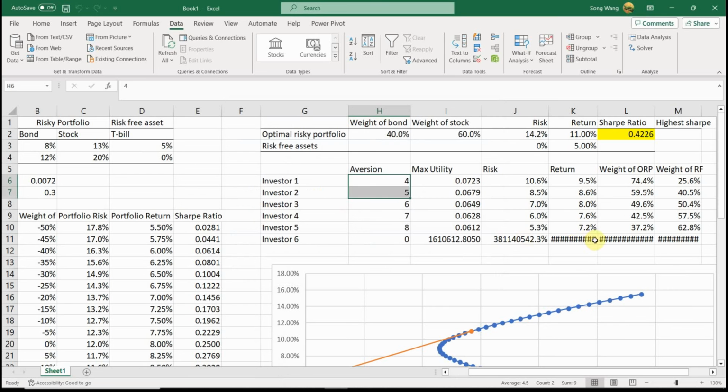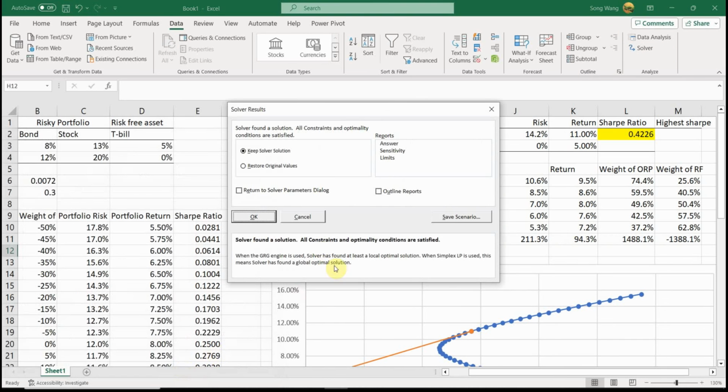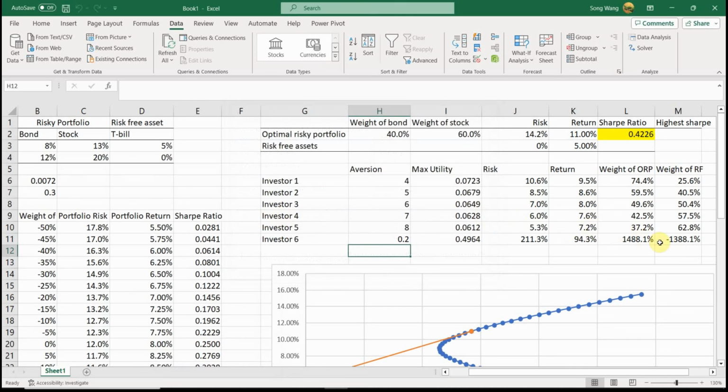Ooh, that is so high. You can see that it's getting so crazy, but it does not matter. That basically means that this person is investing so much, borrowing so much money to play with the risk. So let me just put it as 0.2, a more realistic number. Let me perform Solver again. Okay, now we're talking. Still the number is kind of big, and I don't want it to be that big, so just put 1 here.